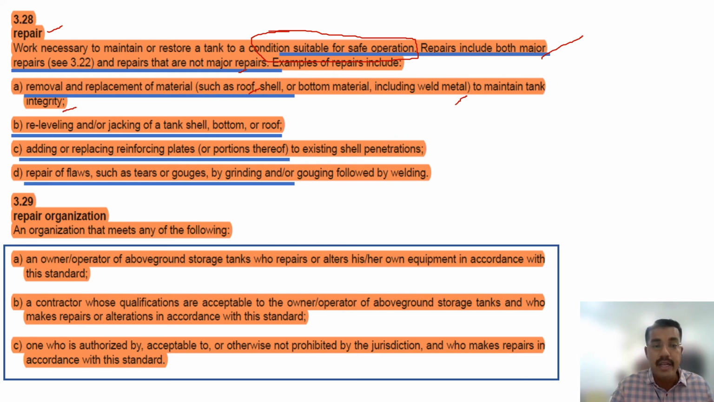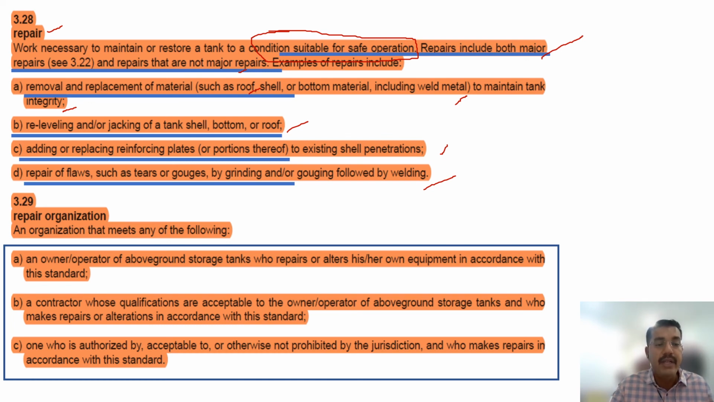We already read in the last slide which is major repair and major alteration. Relabeling and jacking of the tank. Jacking of the tank is a major repair. Adding or replacing reinforcing plates to existing shell penetrations, then it is called a major repair. Repair of flaws such as tears or gouges by grinding and or gouging followed by welding. Sometimes if the welding will increase the 12 inch formula as we discussed in the last slides, then it is major. If it is less than, then it is minor repair.